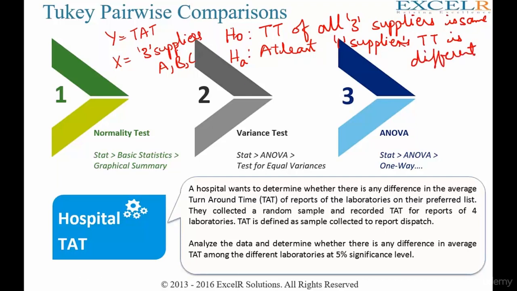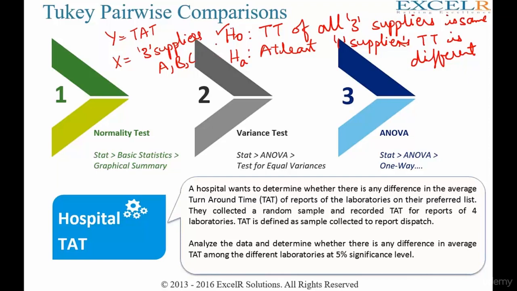So in the ANOVA test that we have done, one-way ANOVA, we failed to reject null hypothesis. So turnaround time or the transaction time of all three suppliers was the same. So there was no additional analysis which was supposed to be performed. However, if we reject null hypothesis, what do we do in that scenario?